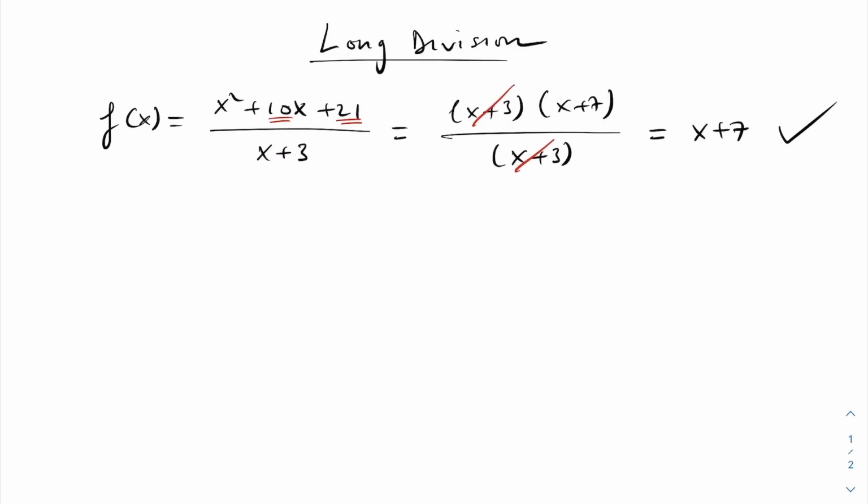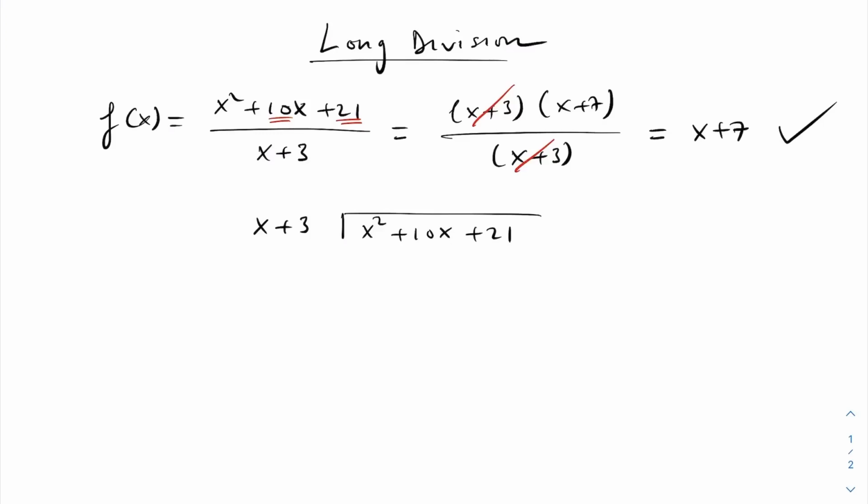For that, you're going to start by setting up your problem here. I'm going to have my denominator here, also called the divisor, and I'm going to have the long division symbol here, and I'm going to put my numerator inside here. Once you're done with that, you can start with the long division.